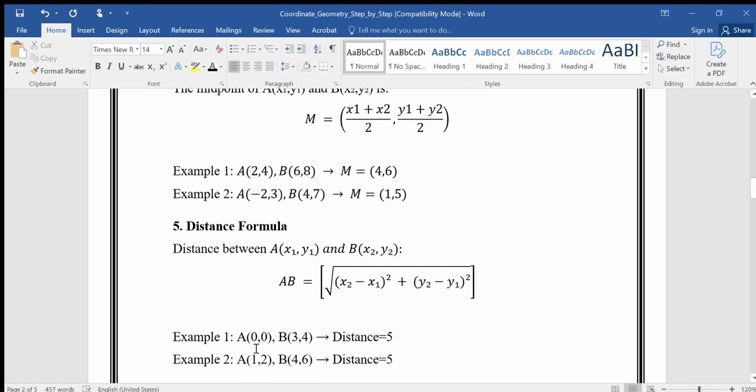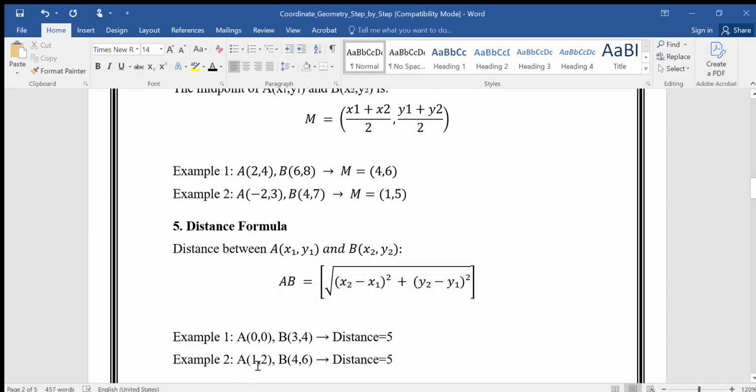Point A is (0, 0) and B is (3, 4). Here x1 is 0, y1 is 0, x2 is 3 and y2 is 4. Distance formula: (3 minus 0) whole square plus (4 minus 0) whole square. 3 squared is 9, 4 squared is 16, 16 plus 9 is 25. According to the distance formula, the distance of AB is equal to 5.